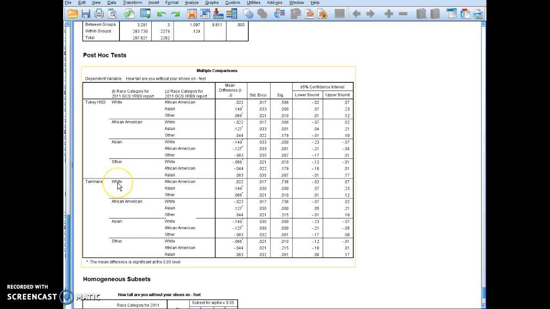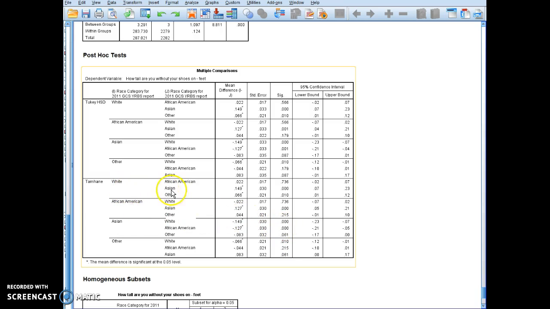So if we want to look at white and African Americans, we can see that there is no statistically significant difference, but among white and Asian, there's a statistically significant difference since it's 0.000. And we can also look at Asian and white. That gives us a statistically significant 0.000, and then Asian and others, there is no statistically significant difference because the p-value is greater than 0.05, at 0.061.